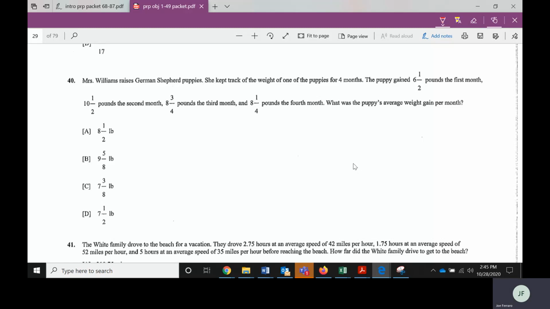Says she raises German Shepherd puppies. She kept track of the weight for 4 months. So the puppy gained 6.5 pounds the first month, 10.5 the second month, 8 3/4 the third month, and 8 1/4 the fourth month. What was the puppy's average weight gain? So average means you add things up and divide by how many times it happens. So what we got to do is we got to add up the different amounts of weight gain in these 4 months.